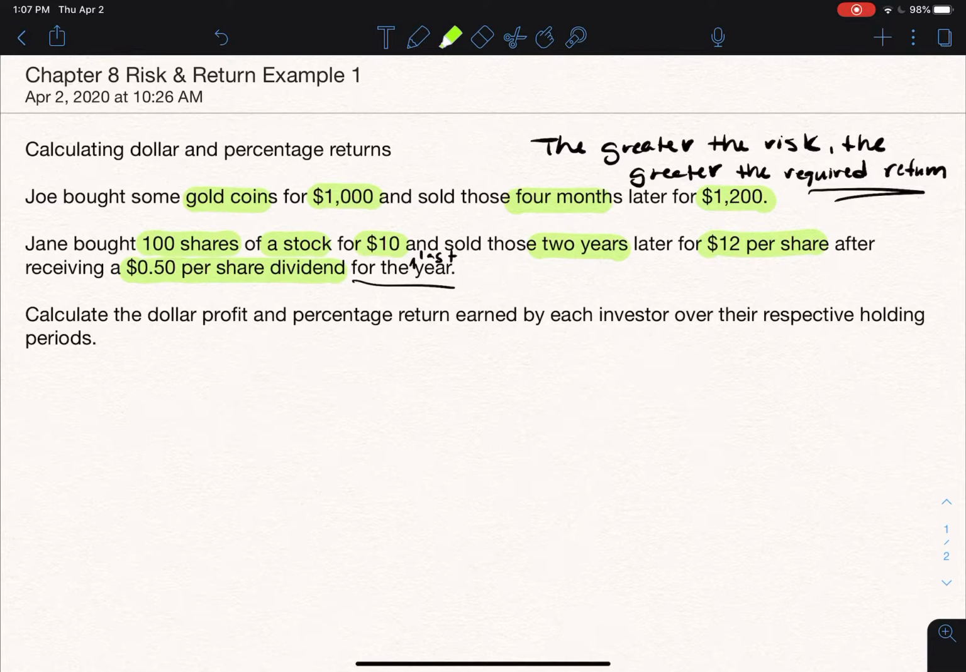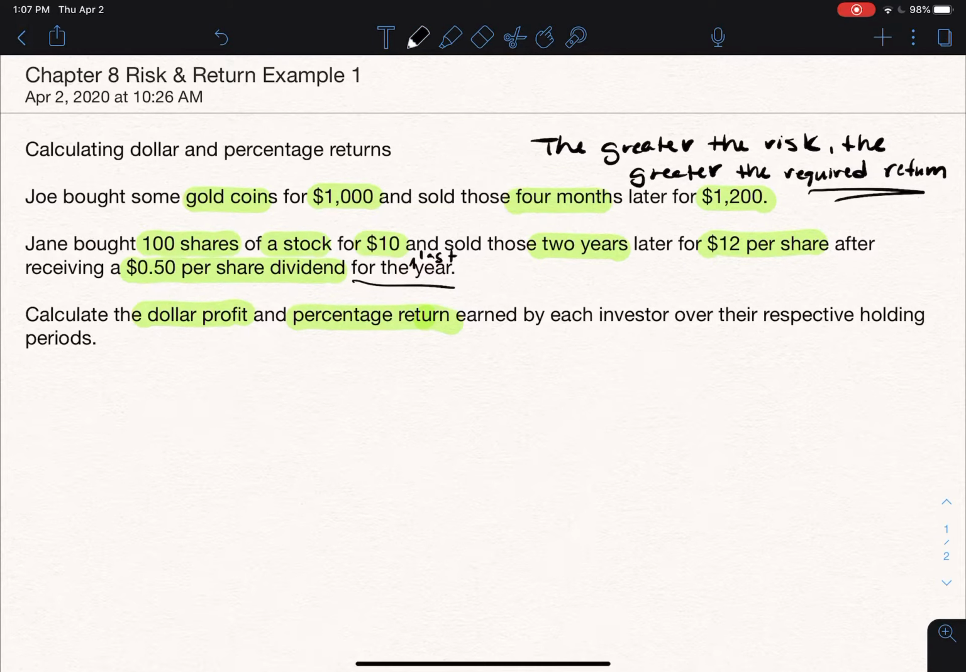It's saying, hey, we know that both of these people made a profit, but we want to know what the percentage return is, right? So we can obviously find the dollar profit, but we want to know what the percentage return is, because once we convert to percentages, we can start to look at comparisons. All right? So there's a few things that we have to discuss before we can solve this problem.